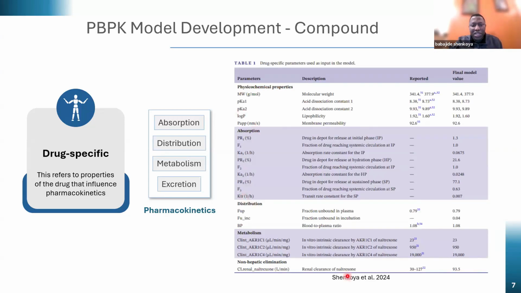So in a PBPK project, these are the parameters that you are probably looking for. For example, parameters describing the physicochemical properties of the drug, like molecular weight, dissociation constant, lipophilicity, and so on and so forth. You're also looking for parameters describing the absorption if the drug is oral or intramuscular. You can check literature for them. Then you also have parameters describing distribution, like fraction unbound, or parameters describing metabolism. So all these are parameters related to the drug that you need to build the PBPK model.